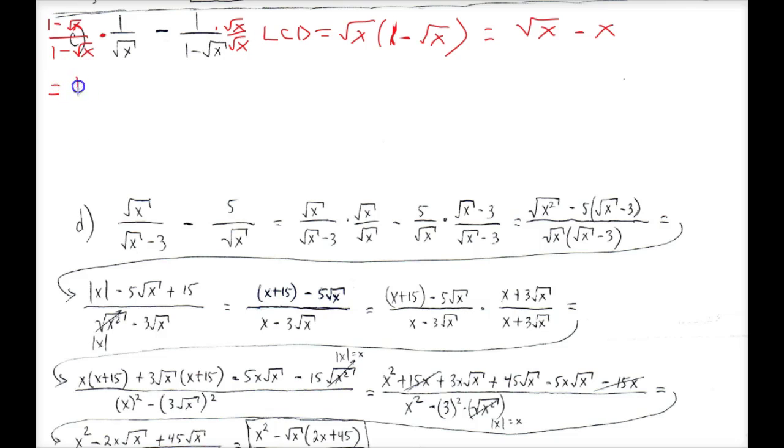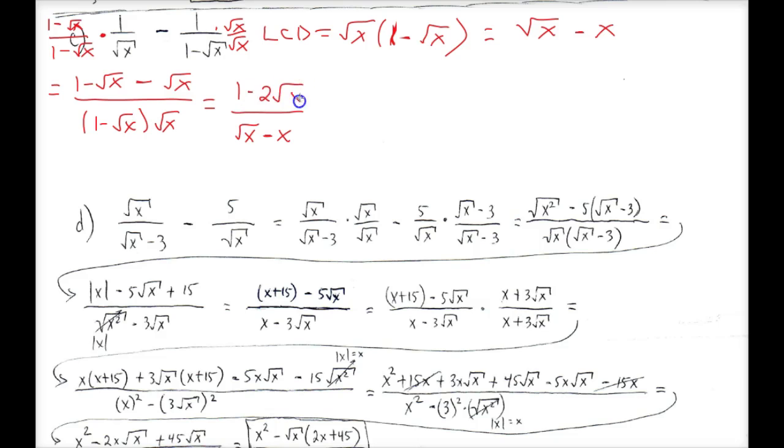So if we do that, then we just have 1 minus square root of x minus square root of x, all that over the combination of 1 minus square root of x times square root of x. And of course, we know in the denominator that's just square root of x times square root of x minus x. And then we have 1 minus 2 times square root of x. Okay. So from this point, we still see that we have the radical in the denominator. So we need to multiply the numerator and denominator of what we have now by the conjugate of square root of x minus x, which is square root of x plus x. Okay.